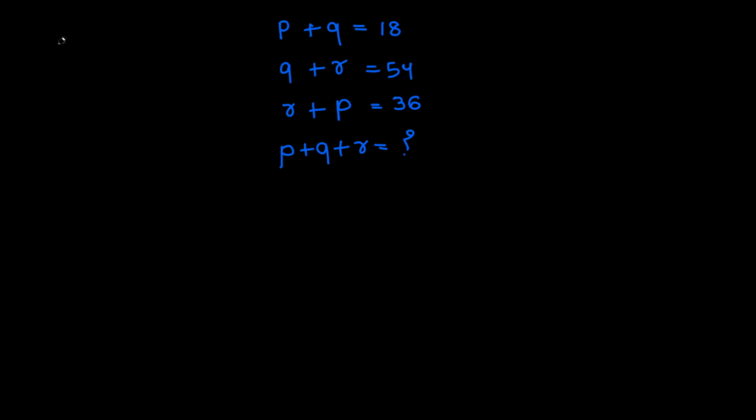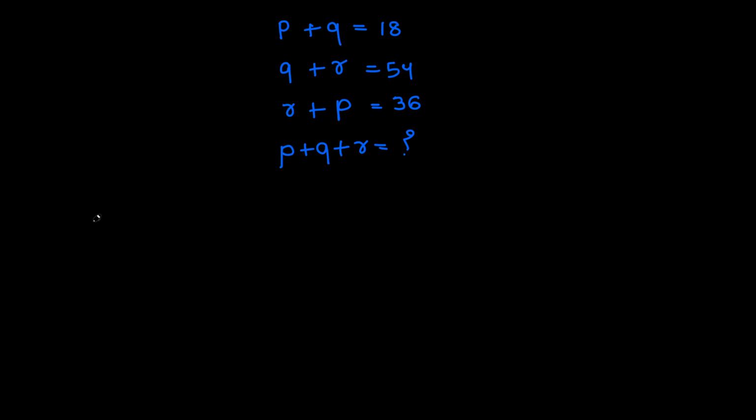We have three equations. P plus Q equals 18, Q plus R equals 54, R plus P equals 36. The question is, what is the value of P plus Q plus R? Let's solve it. First, let's add all three equations together.